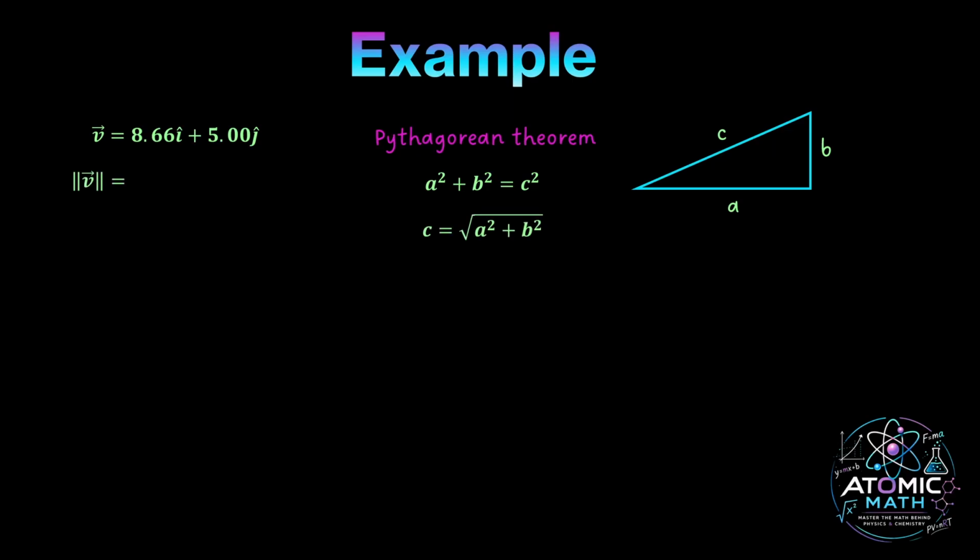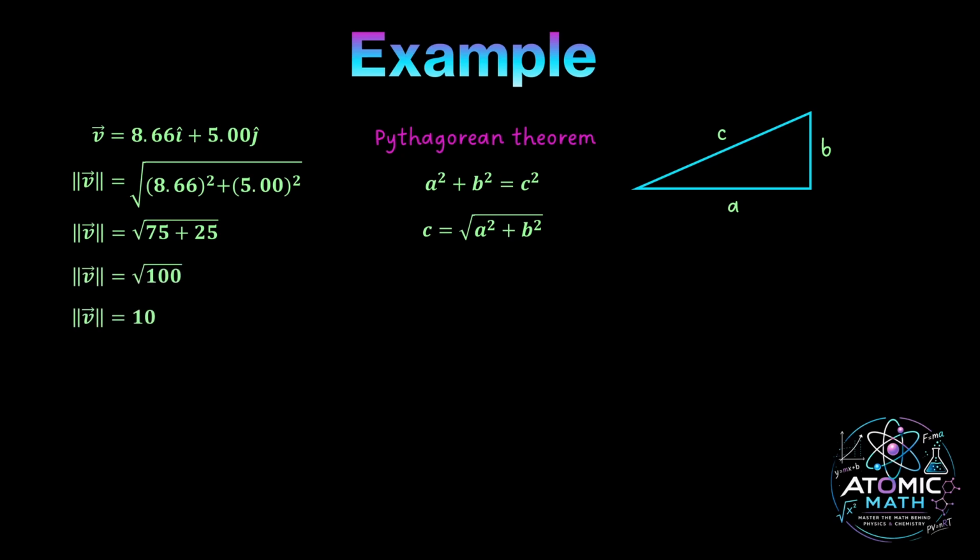Now to find the length of a vector, this is the symbol that we use for the length of a vector or the magnitude of the vector. We're simply going to use this, a squared plus b squared, square rooted. Only in our case, it's going to be 8.66 squared plus 5.00 squared, which is going to give us 75 plus 25. And then once we add that together and square root it, we're going to get 10. And indeed, our vector did have a length of 10. That's what we started with. So you can go in this direction as well.